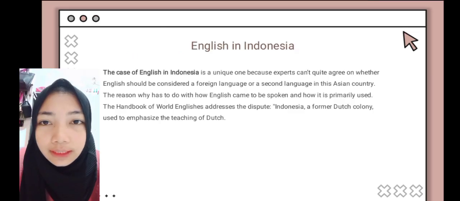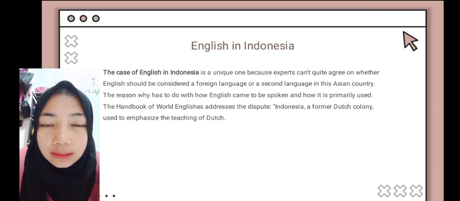English in Indonesia. The case of English in Indonesia is a unique one because experts can't quite agree on whether English should be considered a foreign language or a second language in this Asian country. The reason has to do with how English came to be spoken and how it is primarily used. The Handbook of World Englishes addresses the dispute.